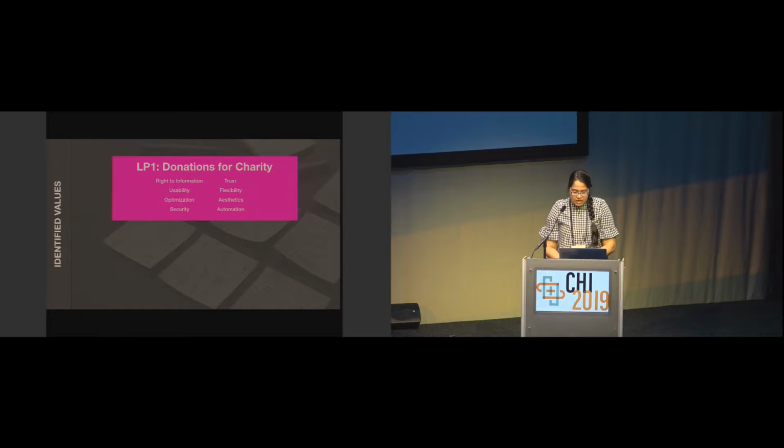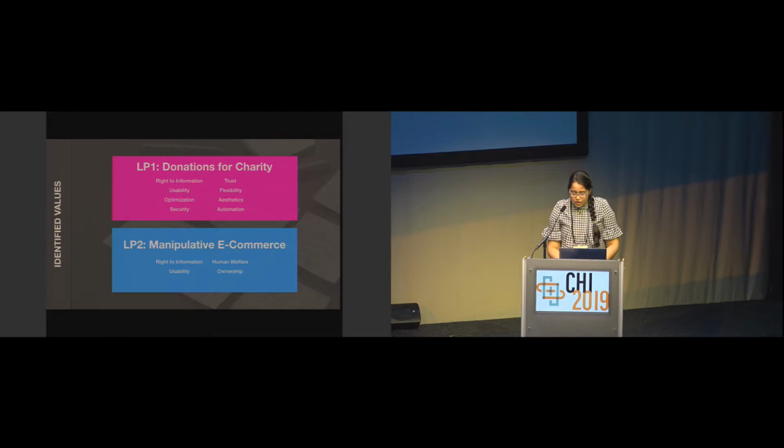While solving the given task to increase the conversion rate by any means necessary, we identify the following user values that were explicitly or implicitly considered by the designers: right to information, usability, security, flexibility, automation, optimization, trust, and aesthetics. For the second design task, where designers were asked to manipulate users to increase the sales of the store brand on a drugstore website, the most commonly discussed human values that were inscribed into these solutions included right to information, human welfare, usability, and ownership.